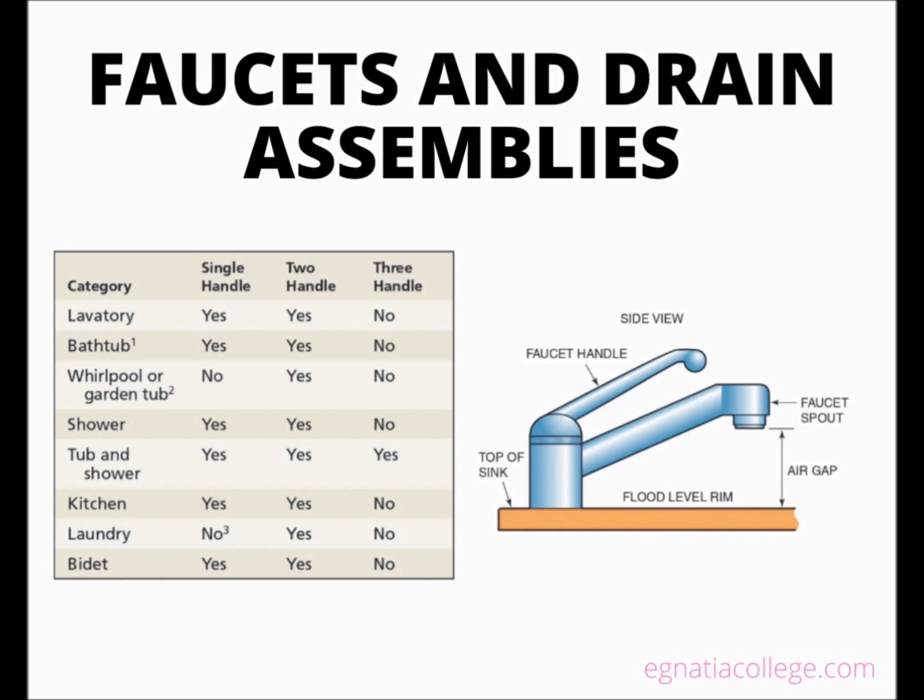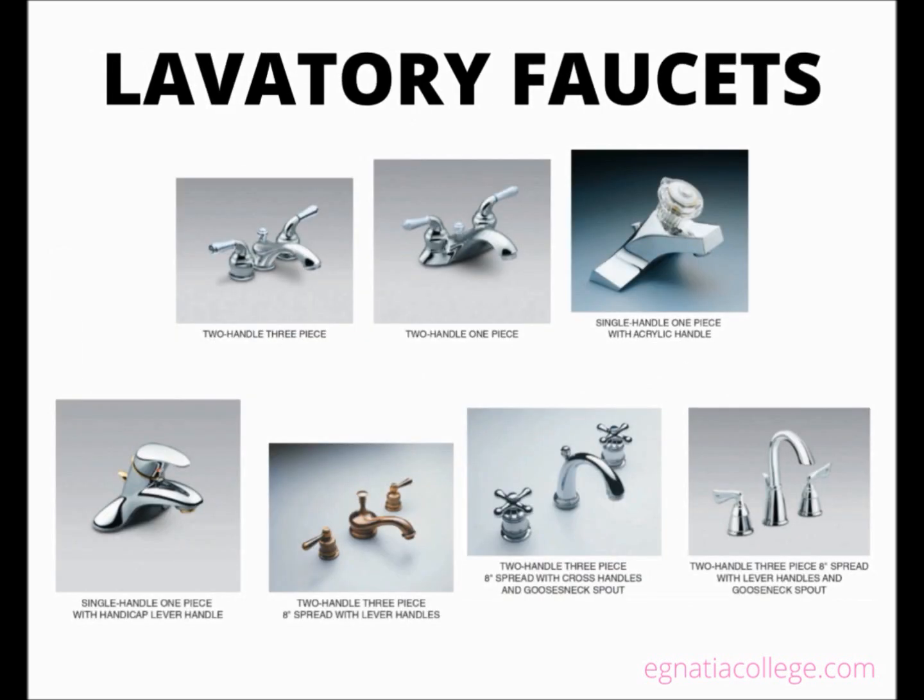Lavatory faucets. The most common lavatory faucets have a 4-inch spread between the hot and cold handles. The most popular are single-handle and 2-handle faucets. A single-handle faucet blends the hot and cold water with one handle. The spout is located directly below the handle. With a 2-handle design, the user must operate both handles to achieve a desired temperature. Soft copper tubing is typically used to connect a single-handle faucet with the water supply tube under the sink.